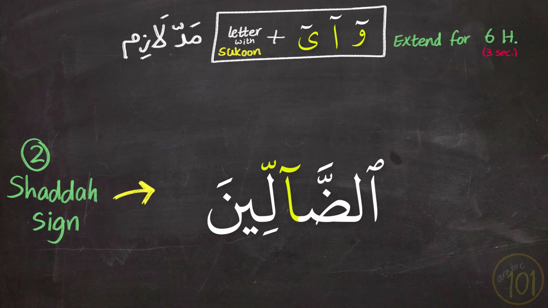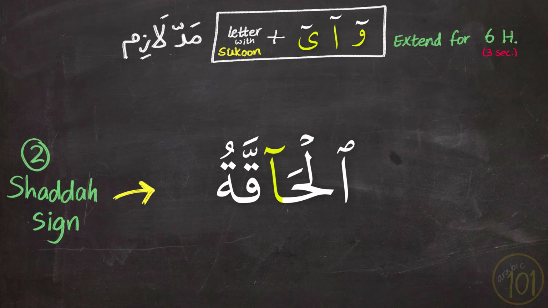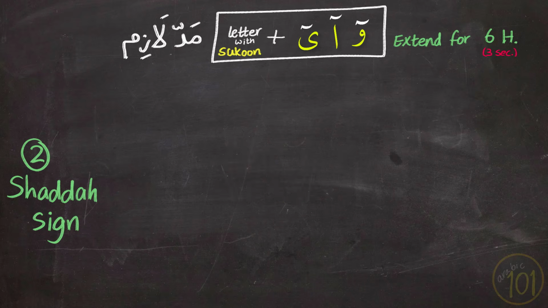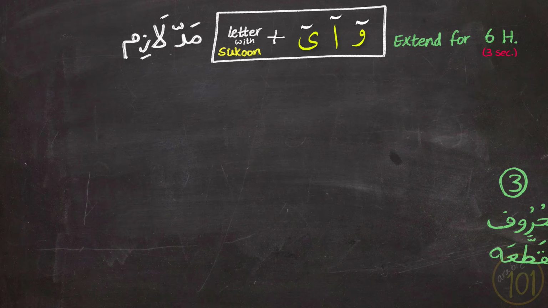So we extend the alif in this position because the lam with shadda is made up of lam that has sukoon and another lam that has kasra under it. That's why we extend alif for 6 harakat for the med lazem. Similarly, in this word, al-haqqah.